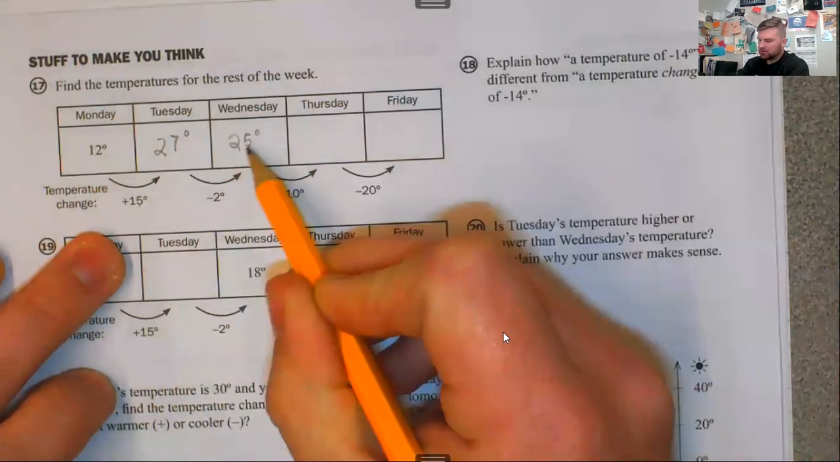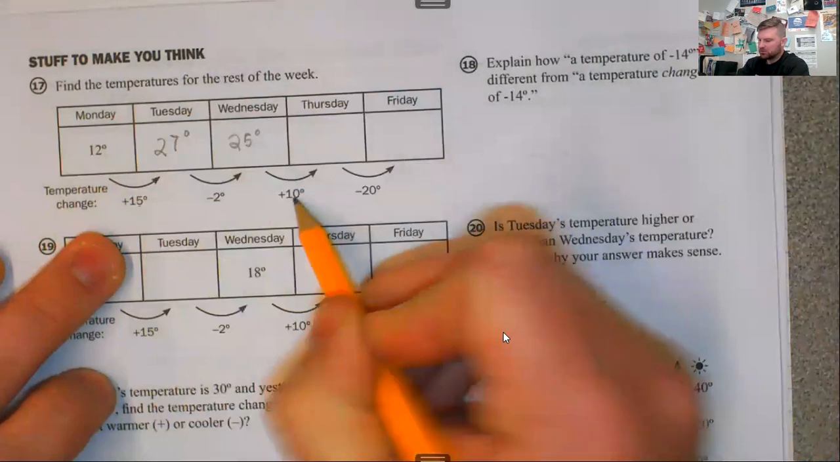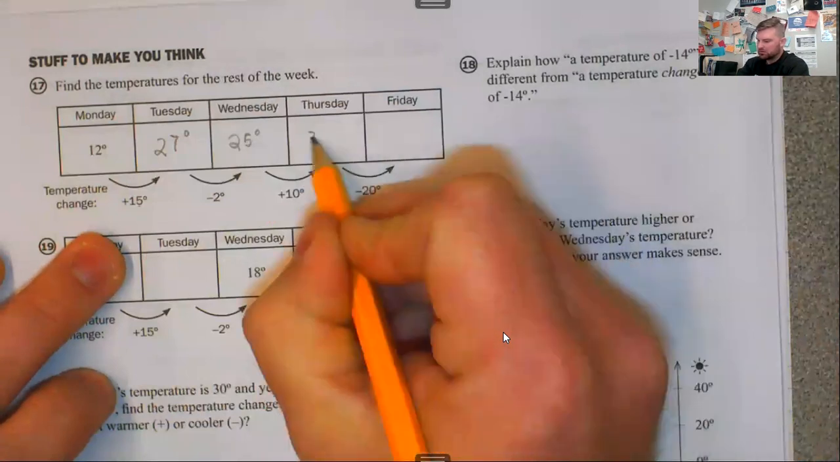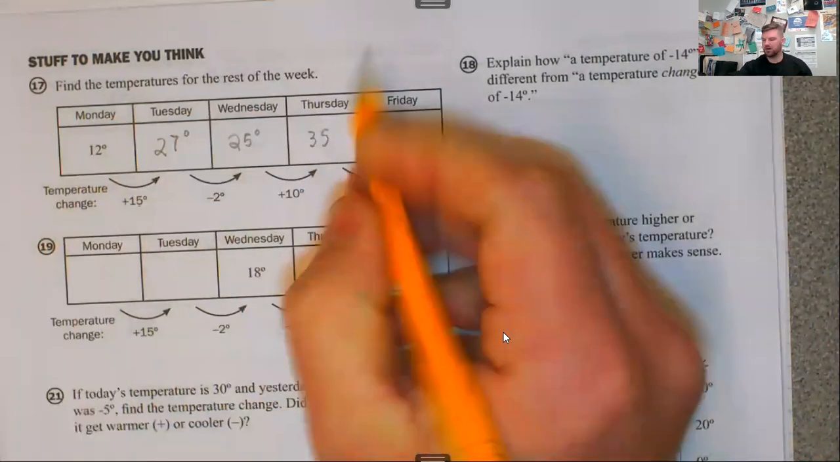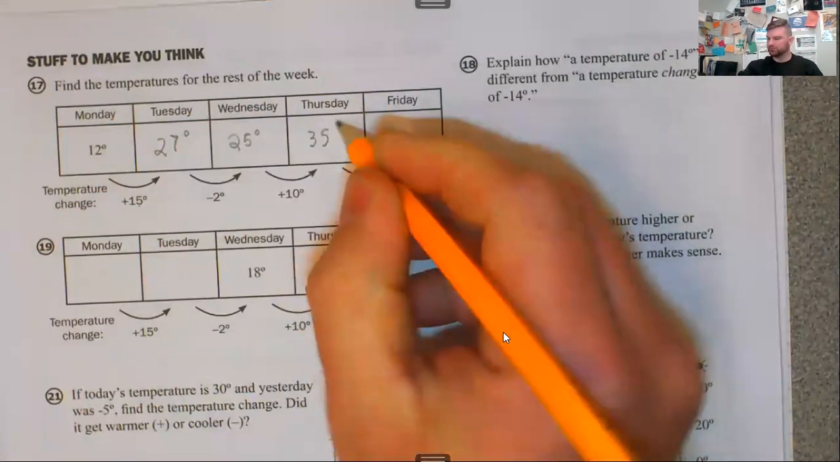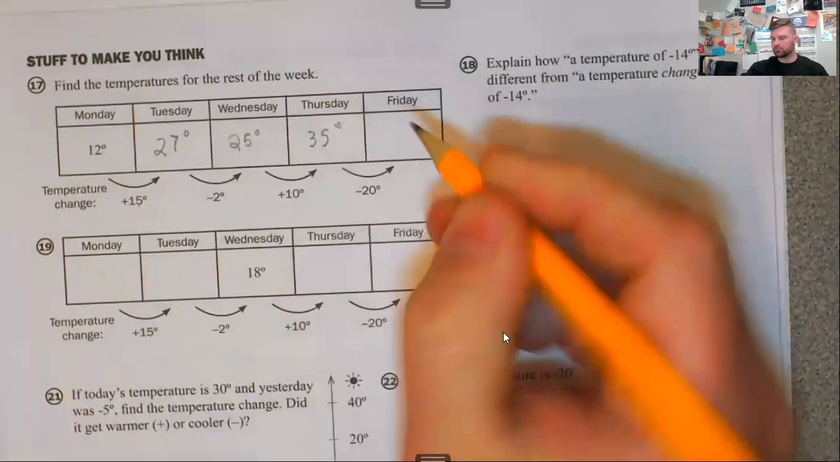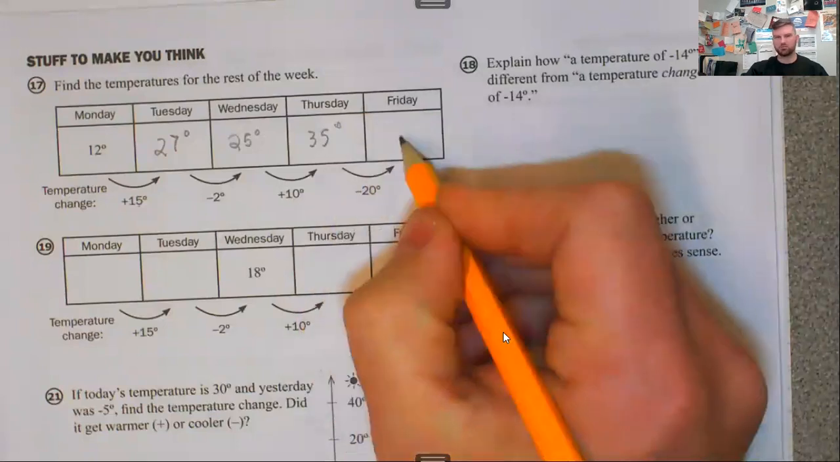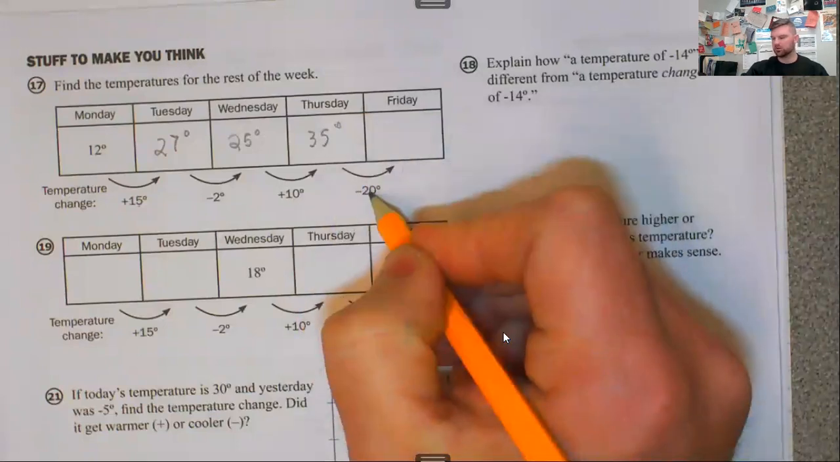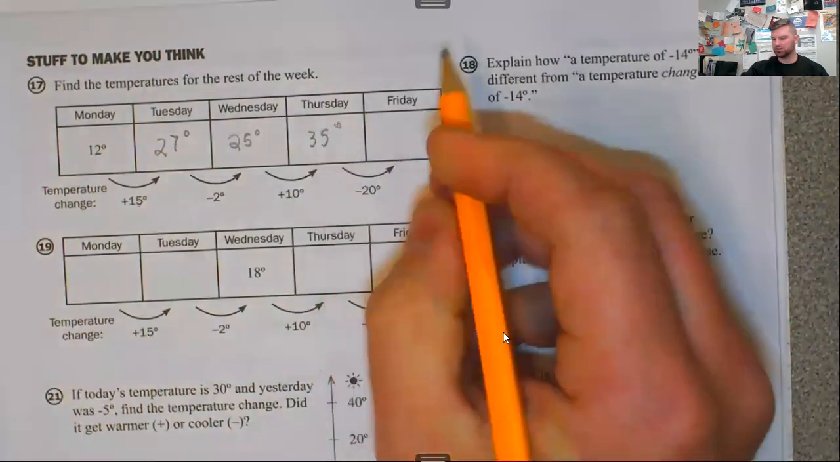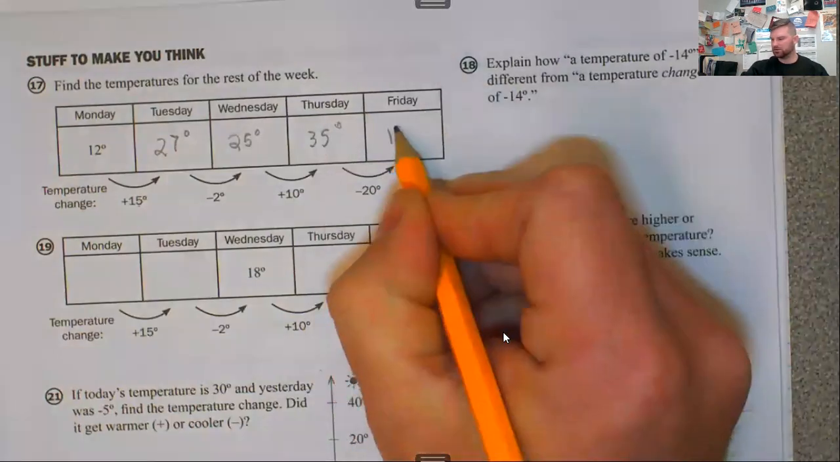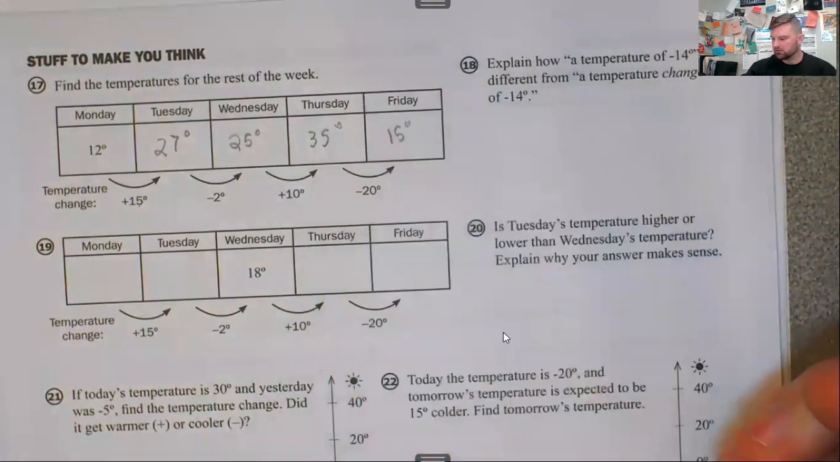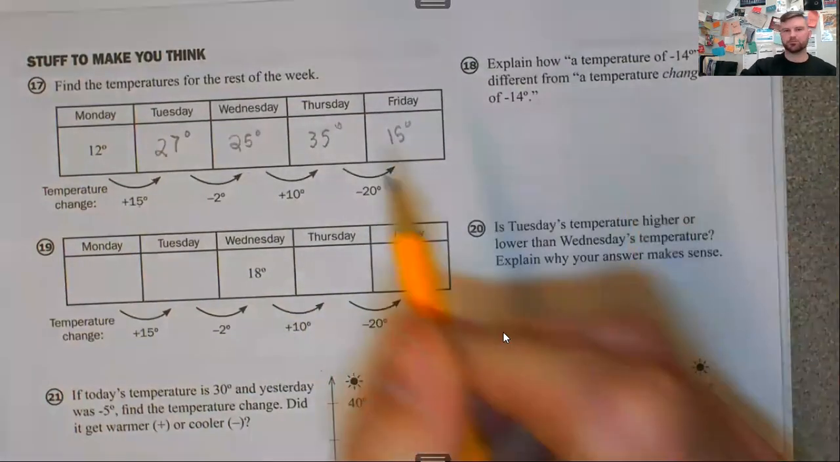And from Wednesday to Thursday, it rose 10 degrees. So 10 plus 25 is 35 degrees. And then from Thursday to Friday, it dropped 20 degrees. So 35 minus 20 is 15 degrees. Feels like the temperatures right now.